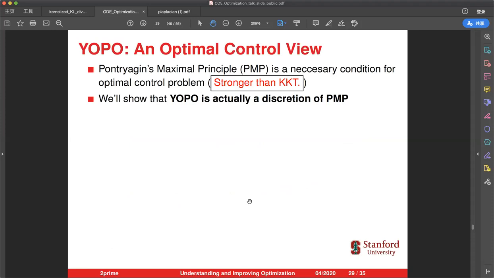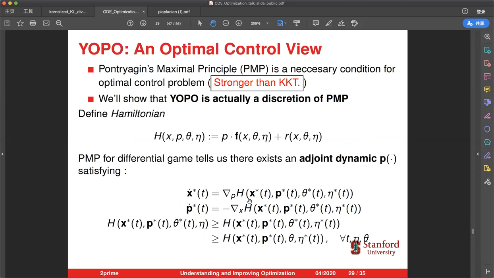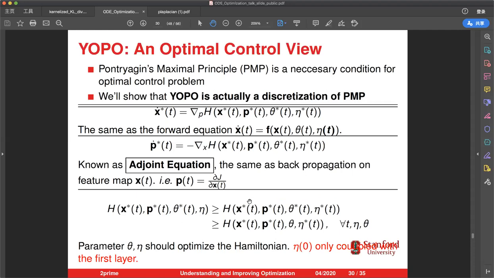You have faced it three times today, so I think I can just introduce it very fast. I will define a Hamiltonian function, then you will have a forward equation, a backward equation, and an argmax of your Hamiltonian function. So if you write it down, you can see the forward equation is just a forward propagation of the neural network. And the backward equation is just the same as the adjoint equation. It is calculating the feature map.